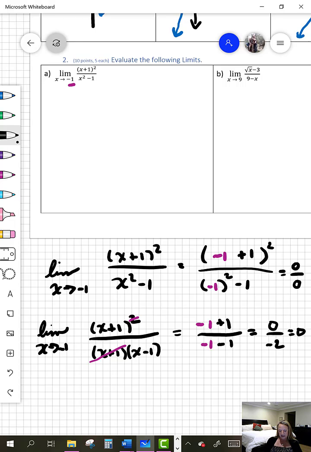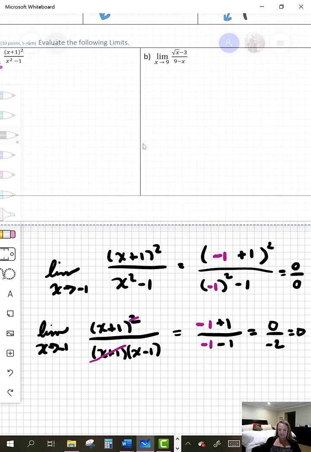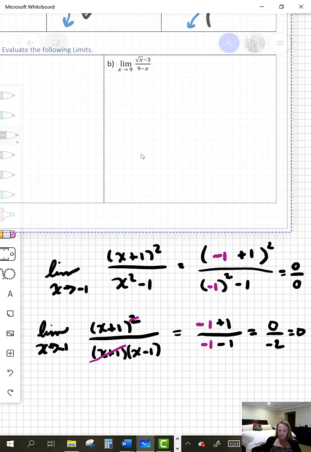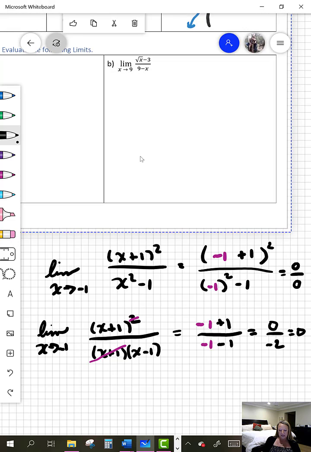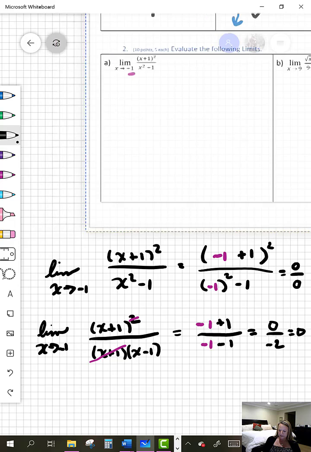So for 2a, you should have gotten back 0. You should have shown your work in a neat, organized manner. You should have used one of the methods that we have learned in class. If you have used a method that we have not learned in this class, it's not acceptable. So now let's look at B. Let me move it over here.